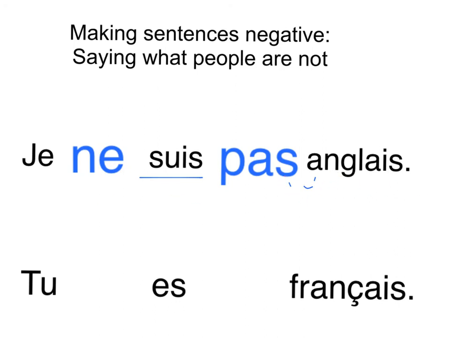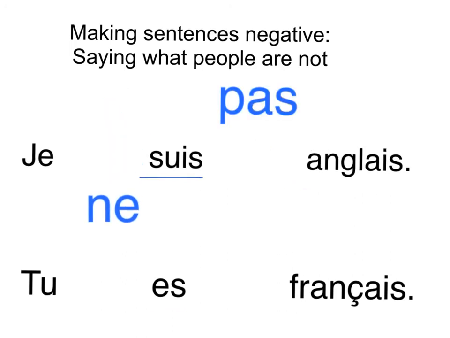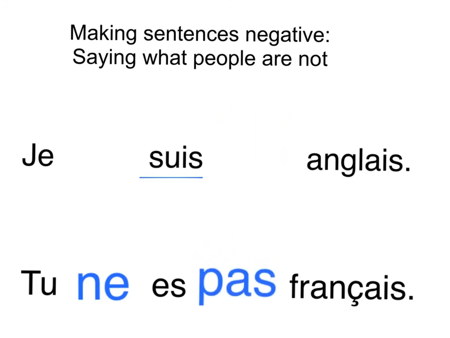Okay, now let's look at the next example because it's a little bit different. Okay, we're still going to make our verb sandwich. So here's our verb. Tu es français. You are French. Okay, and we're going to move our ne. Okay, so we're going to move the ne and the pas to make our sandwich like we did before. Now here's the problem though. We don't want two vowel sounds right next to each other. Tu ne es pas français.